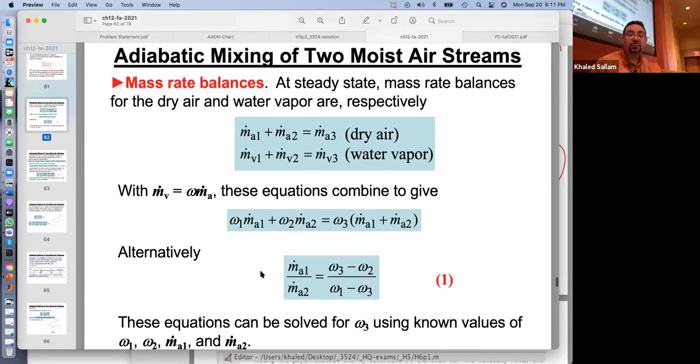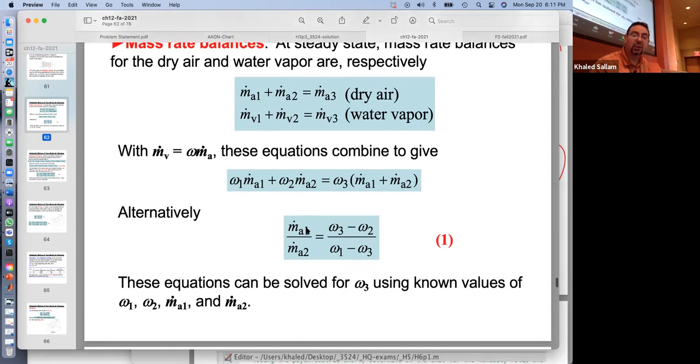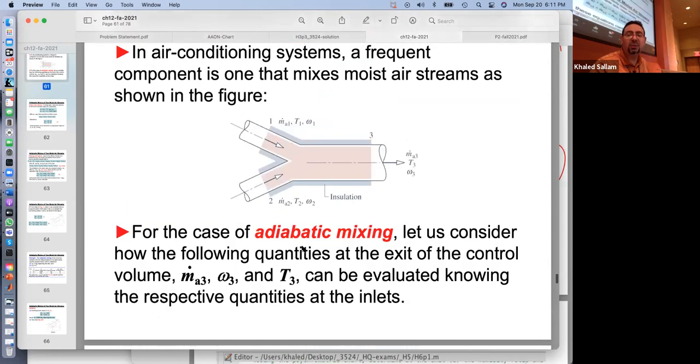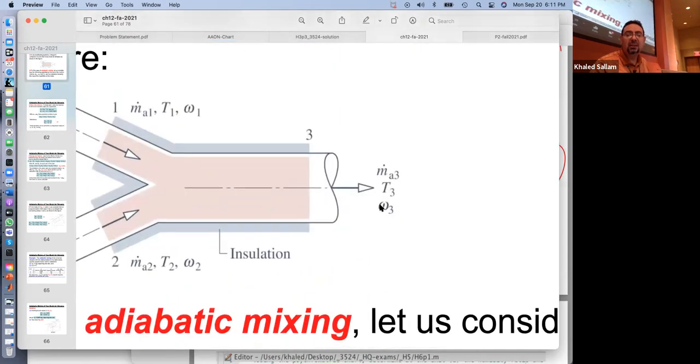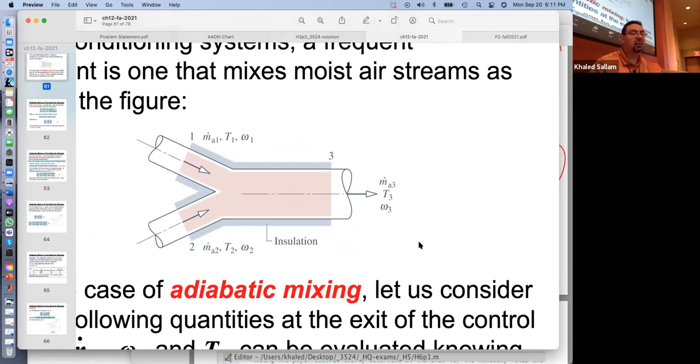And so we just rearrange them by dividing over m dot air 2, and this can become this. Look at this equation. What are we after? Omega 3. We want to find out what omega 3 is because of that mixing.